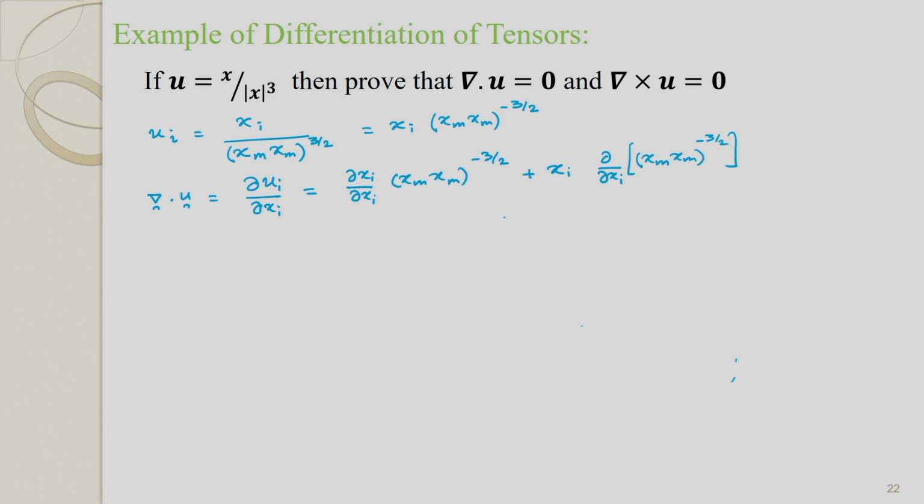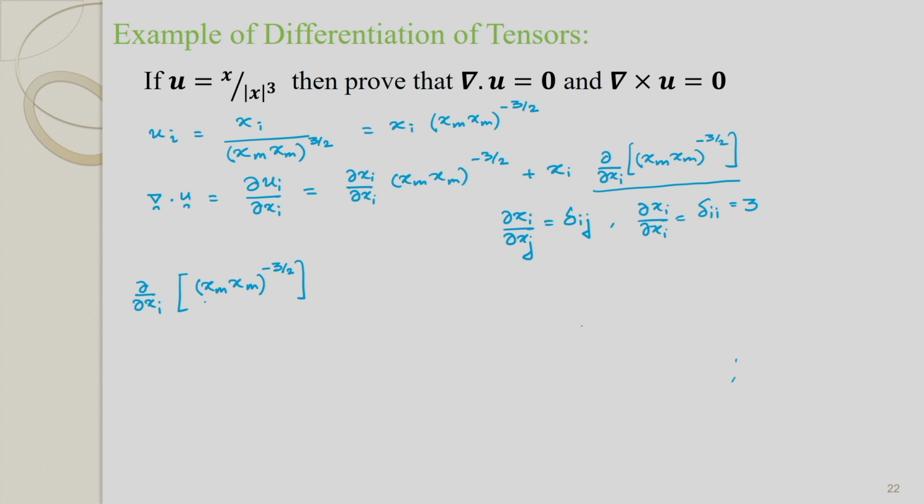Here I want to mention that del xi by del xj is nothing but delta ij. Hence del xi by del xi is delta ii, which is nothing but 3. Also we will see this term in more detail. Here we have to apply chain rule.